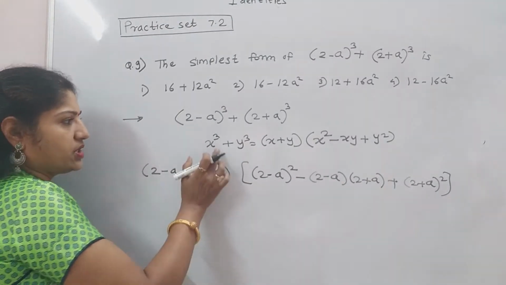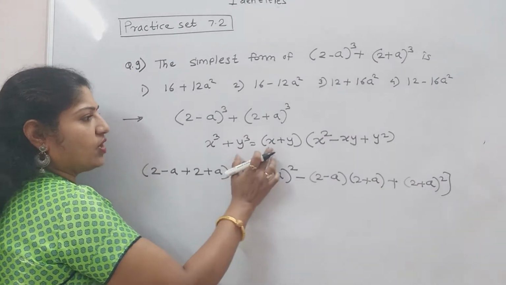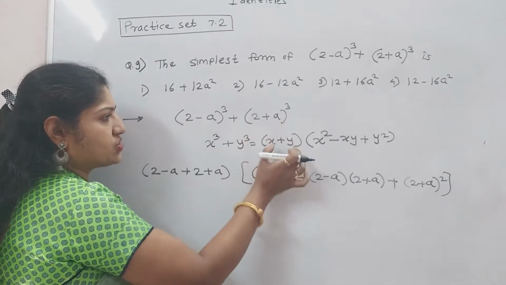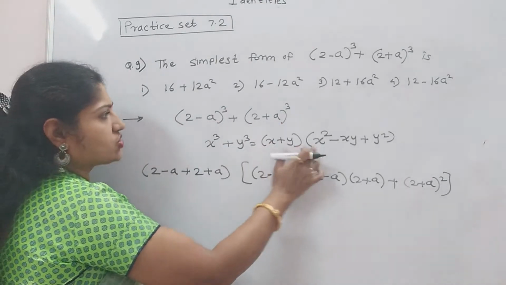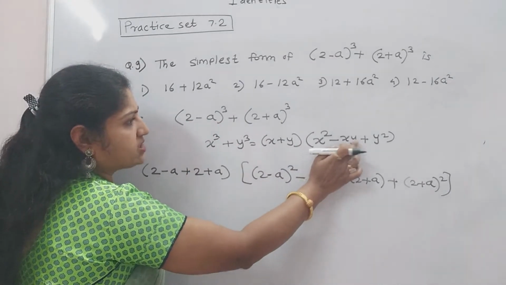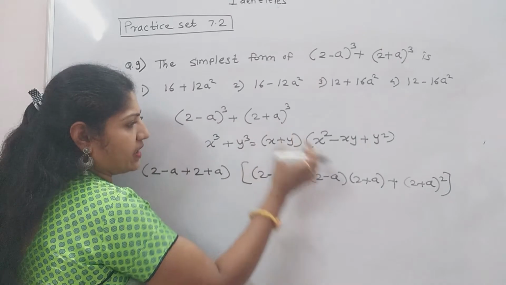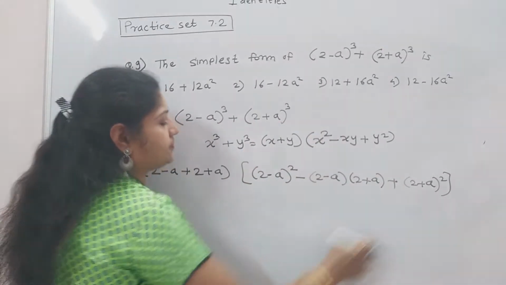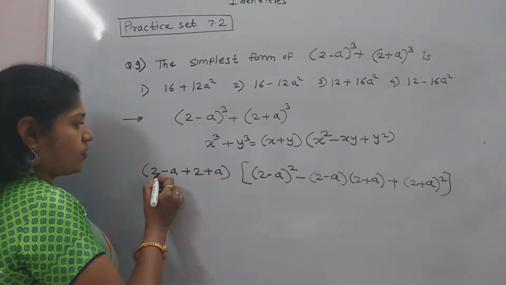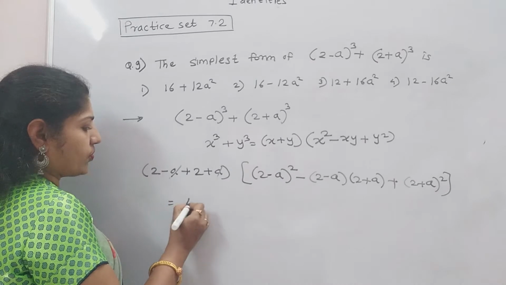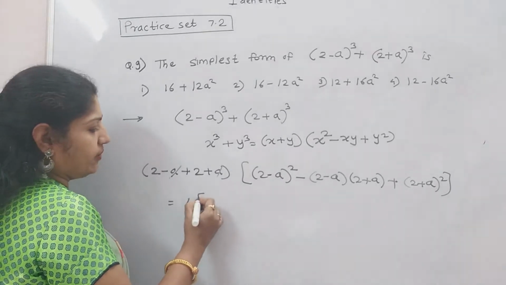Here I use the x cube plus y cube formula: x plus y, so addition of, this is the x, this is the y, addition of these two numbers, x square, this number square, minus x into y, this is the x, this is the y, plus y square. Now minus a plus a cancel, 2 into 2, 4, 2 plus 2, 4 in bracket.